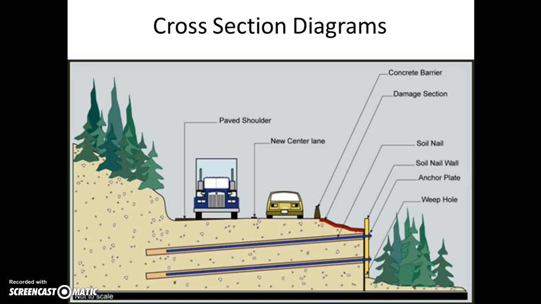Then we have cross-section diagrams. This is when I'm concerned with a particular place and I want to see what's going on, what the physical layout of it looks like.